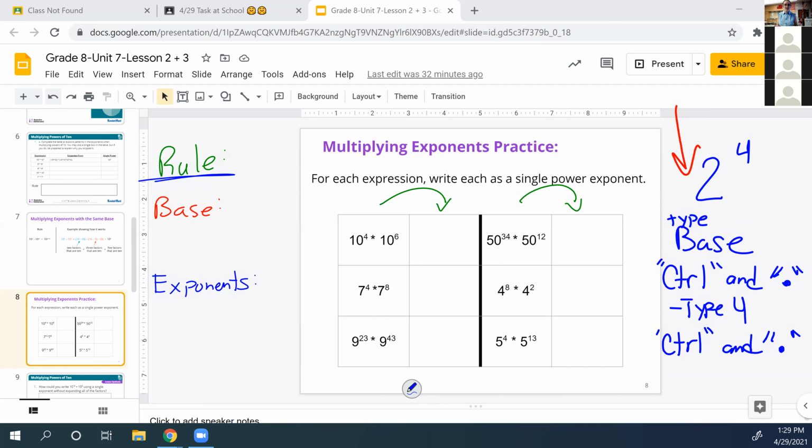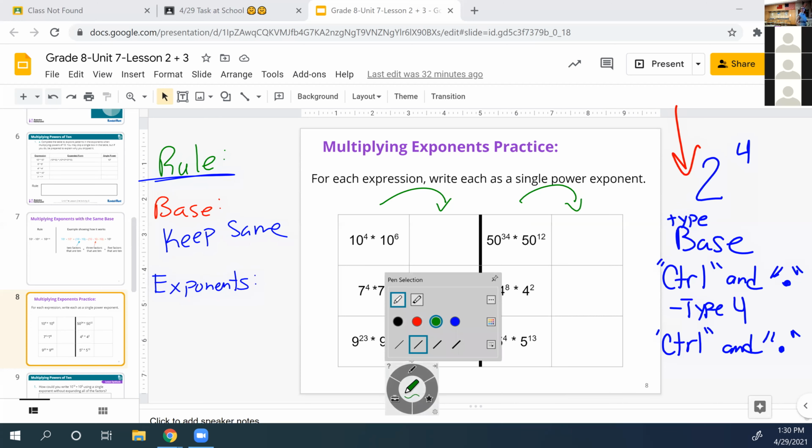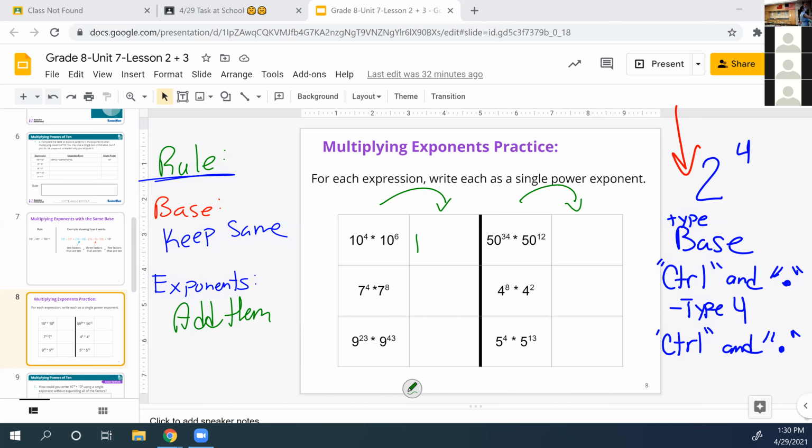Okay, very nice, Bridget. Thank you for putting that answer in the chat. So, if we remember, our rule is we keep the base the same, and then we do what to our exponent numbers? We add them. Very good. So if we follow that rule, we're going to keep our 10 as our base, add our exponent numbers. 4 + 6 gets me 10. Very nice.